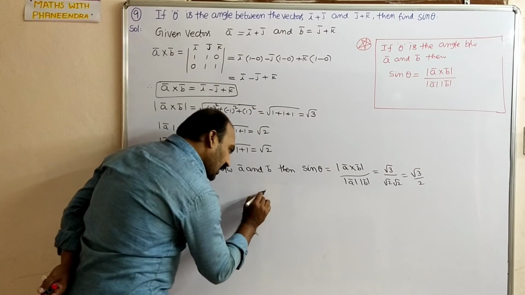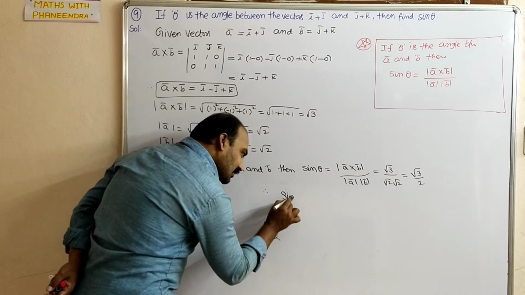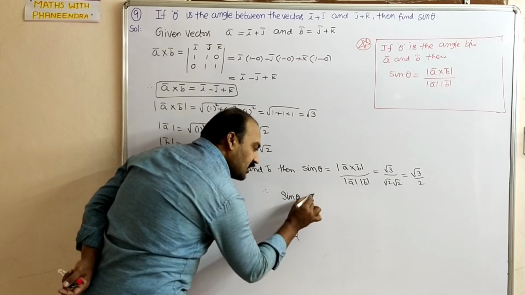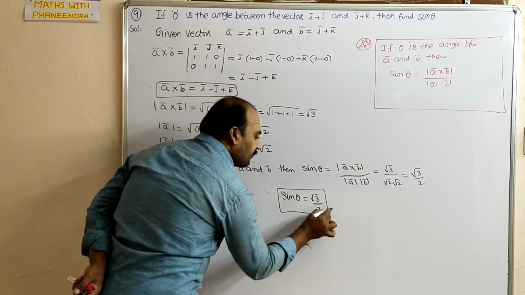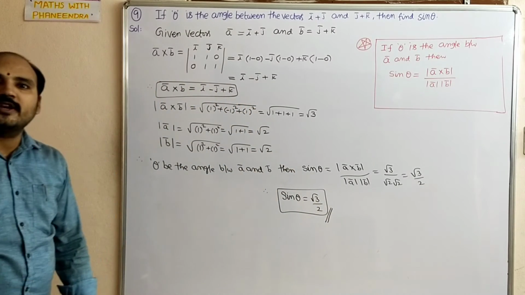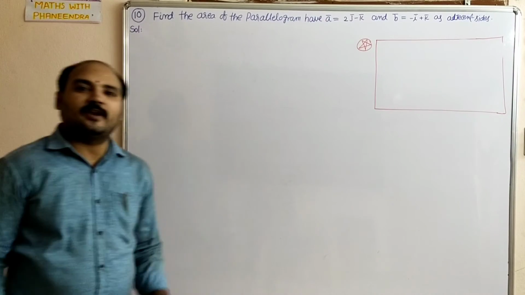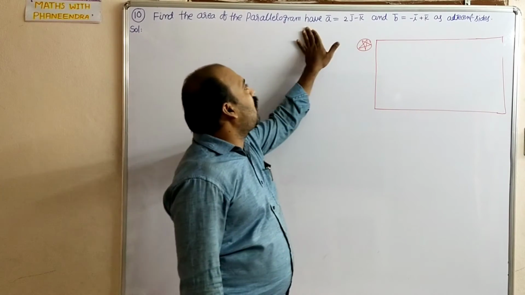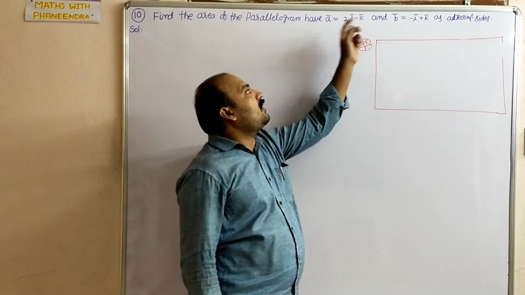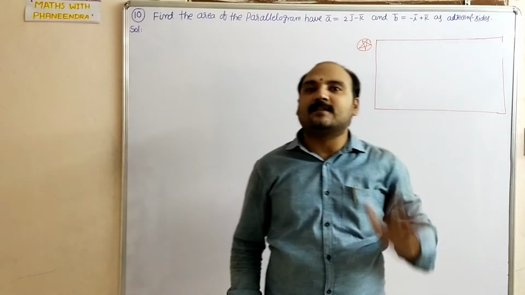So therefore, they are asking only sin theta, they are not asking to calculate theta value. Sin theta equal to root 3 by 2. That's our answer. We'll move to the next question. The next question, find the area of the parallelogram having A bar and B bar as adjacent sides.